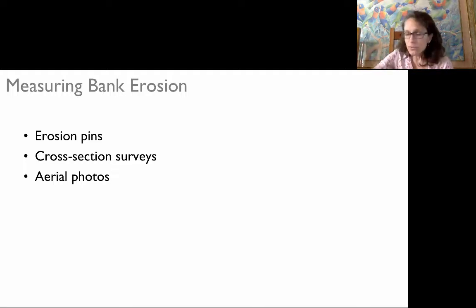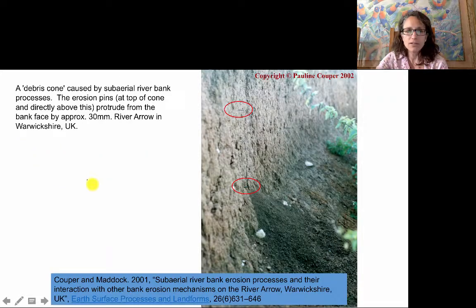Okay, so how do we measure bank erosion? We can actually put pins in, survey cross sections, or look at aerial photos, and we'll look at a couple of examples. So these are erosion pins. There's actually a stake driven into the bank, and you can measure how it erodes. You can see this debris cone from weathering. Sedimentologists refer to this as subaerial processes. It's basically happening at the surface, meaning in the air.